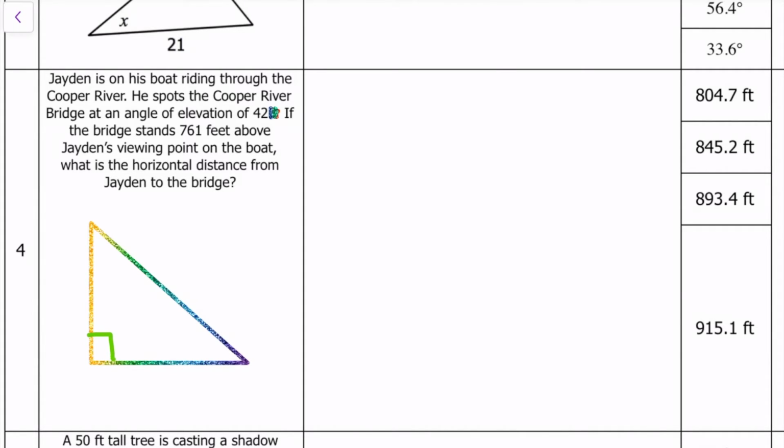We know to label the right angle. Now we know that he spots the bridge at an angle of elevation of 42. And we know that the bridge is 761 feet high. Now we are looking for the horizontal distance. So the bottom side of the triangle is labeled x because that is what we are trying to find. Now we can write out SOH CAH TOA to figure out if we need sine, cosine, or tangent for this problem.